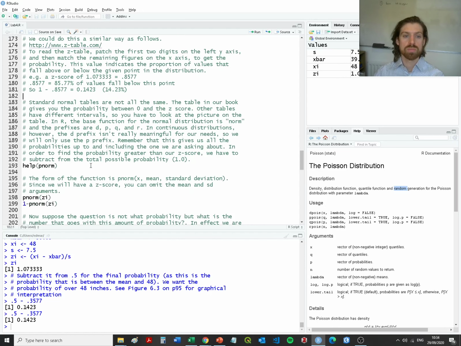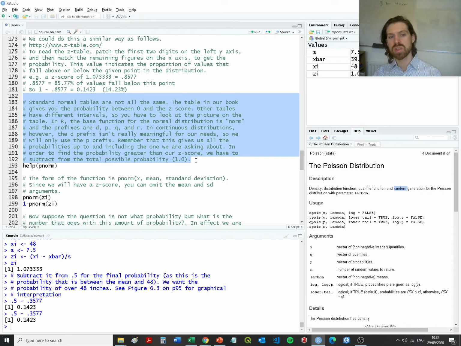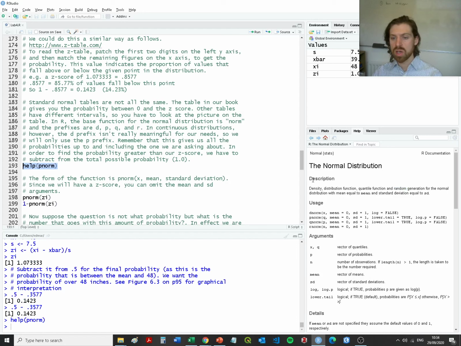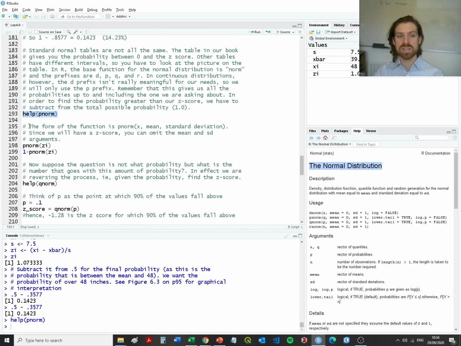Okay, great. And here I just emphasize the fact that the structures are different. So you can look up this function that we're going to use on the normal distribution. We've done everything by hand up here, but the benefit is that you can just use an inbuilt function to do all of this stuff.